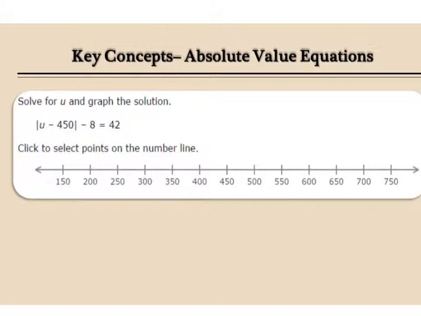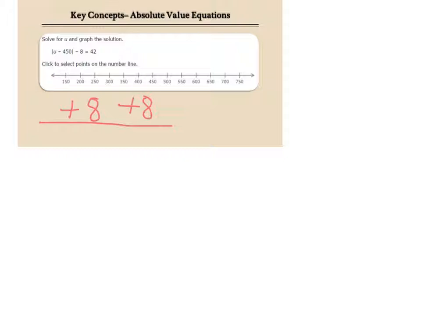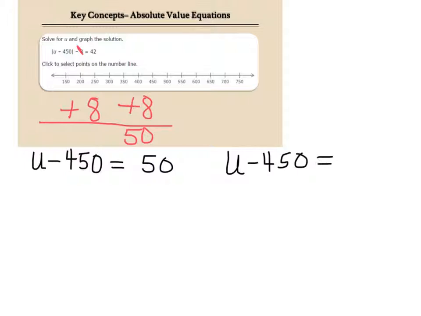All right, here's the next problem. It says the absolute value of u minus 450, minus 8, equals 42. Well, if you notice, I have this minus 8. So I need to get rid of it before I rewrite the problem. So the first thing I'm going to do is add 8 to both sides. That eliminates the 8 over here. And 42 plus 8 is 50. So now I'm ready to rewrite the problem. And I'm just going to rewrite the absolute value without the symbols. So I have u minus 450 equals 50, and u minus 450 equals negative 50.